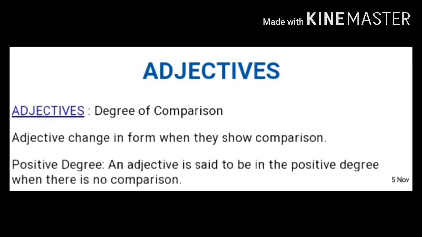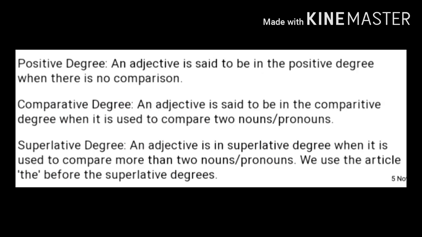Now we are going to study the degrees of comparison in adjectives. Adjectives change in form when they show comparison. So there are three degrees of comparison: the positive degree, the comparative degree, and the superlative degree. First we will study the positive degree of comparison. An adjective is said to be in positive degree when there is no comparison.